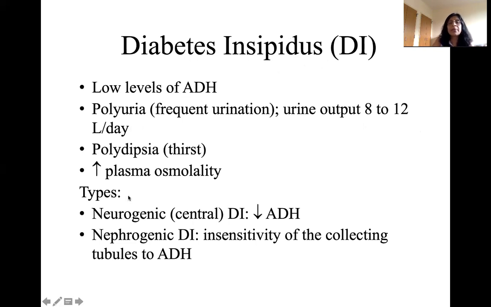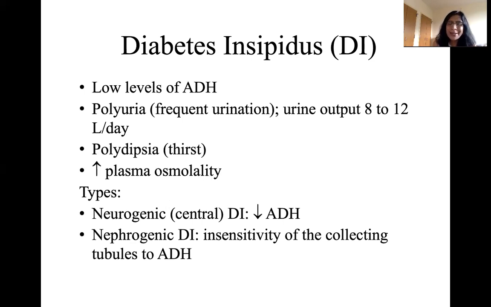Polydipsia, all right, because you're losing so much water in the form of urine, the body simply turns on a thirst mechanism to compensate, and that's how there is increased desire to drink water. Okay, so there is this constant thirst. And because of the loss of water, the plasma osmolality would be greater than normal.